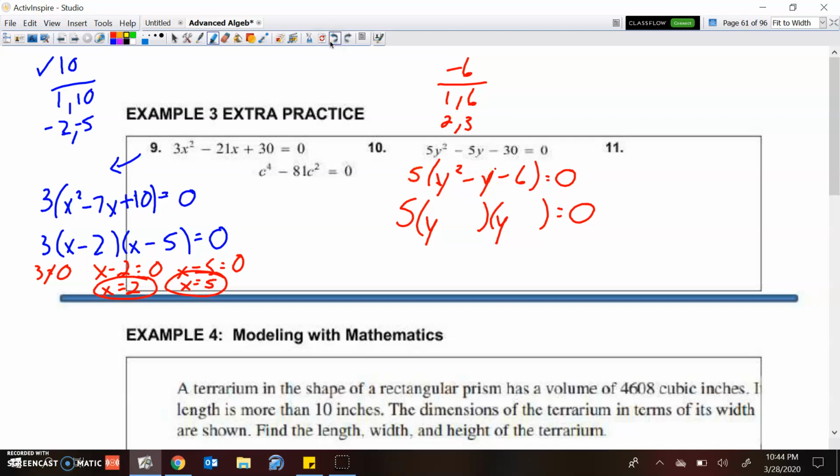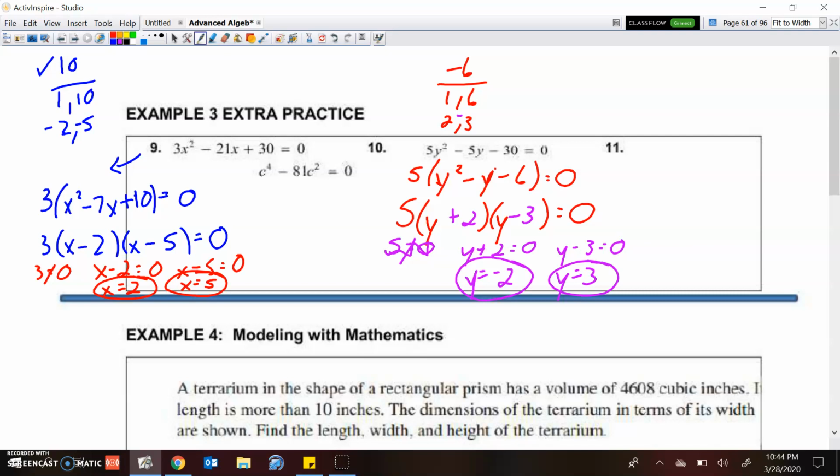So, with that in mind, two things that multiply to give me negative 6 and add to give me negative 1. If I do plus 2 minus 3, 2 times negative 3 is negative 6, 2 plus negative 3 is negative 1. Set each equal to 0: 5 equals 0, y plus 2 equals 0, and y minus 3 equals 0. 5 equals 0 doesn't make sense, so that's gone. Here I subtract 2 on both sides, and I get y equals negative 2. Here I add 3 to both sides, and I get y equals 3. Those are my two answers there.